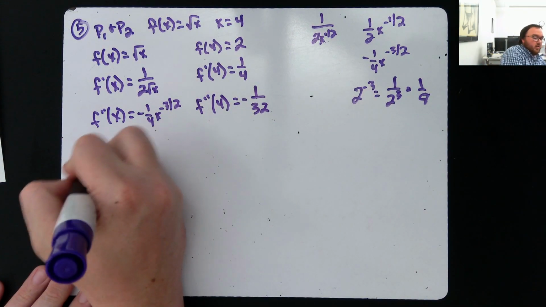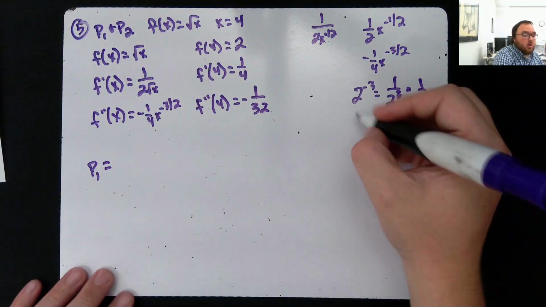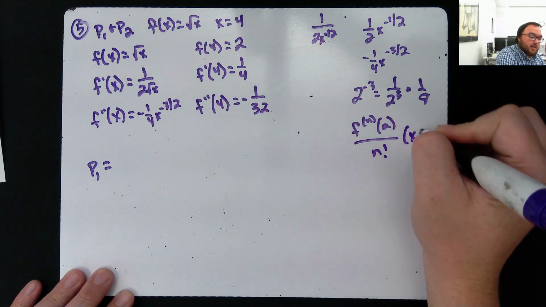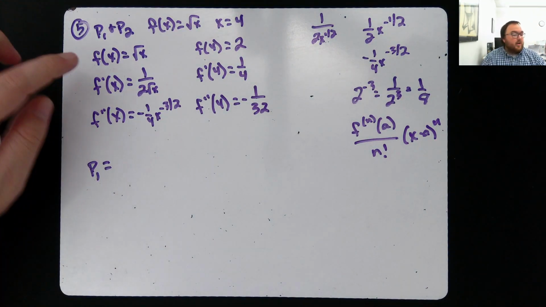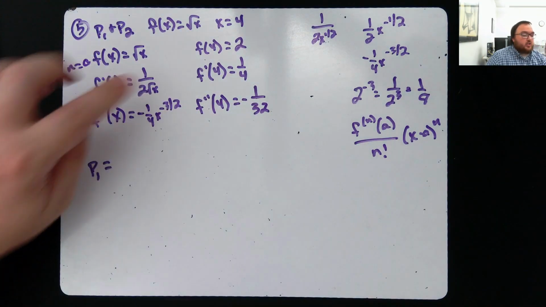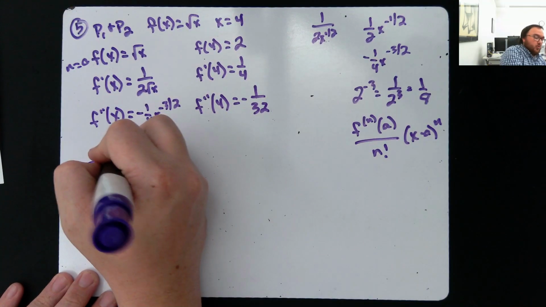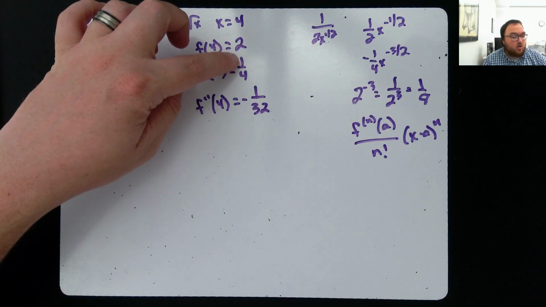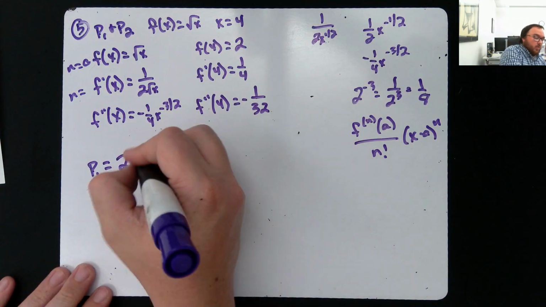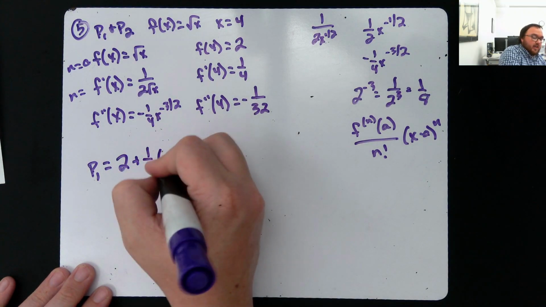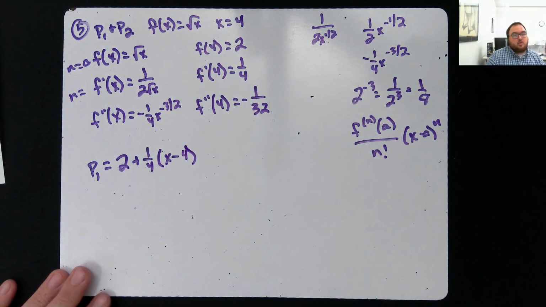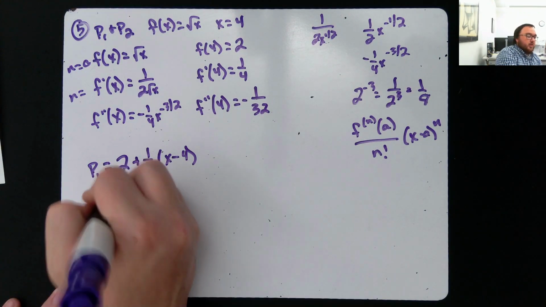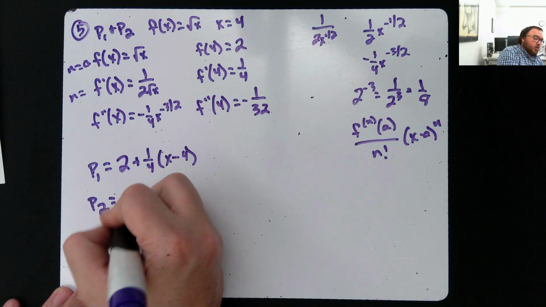So for P1, again, remember all of our terms are the nth derivative at a over n factorial times x minus a to the n. For n equals 0, it's just whatever I got here, so that would just be 2. And then for n equals 1, it would be what I got right here over 1, so that's just 1/4 times x minus a, which is x minus 4 to the first. So I can just stop right there. We are good with that. P2 is going to start the same way because the first two terms are the same.